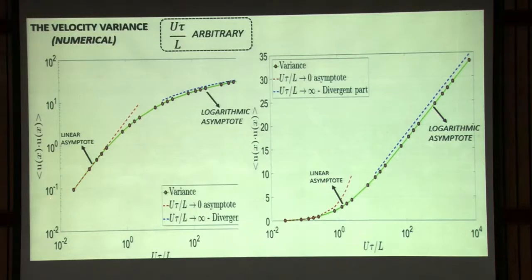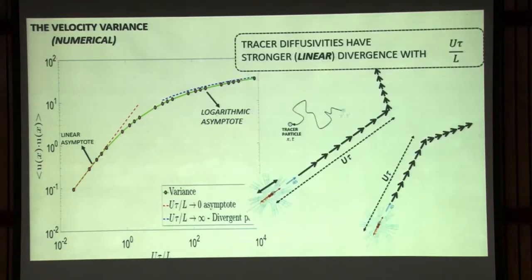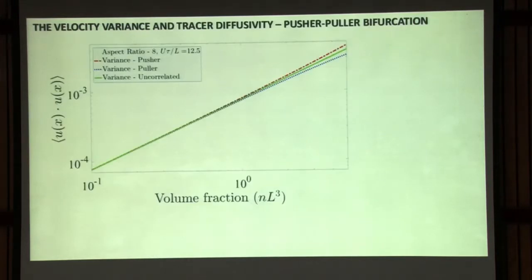So when you do that, you plot the velocity variance as a function of u tau by L. You do recover the obvious linear asymptote for small u tau by L, but then it grows logarithmically for large u tau by L. So the velocity variance grows as log u tau by L for large u tau by L. And the tracer diffusivity diverges at a stronger rate. It is linearly divergent because the velocity variance grows until the bacteria tumbles, and the correlation time is tau, not L by u. So the divergence is linear.